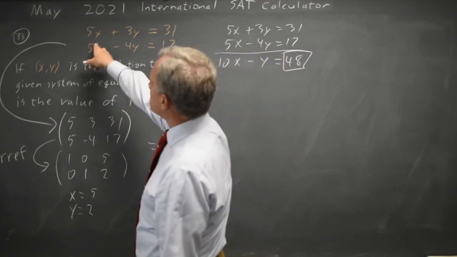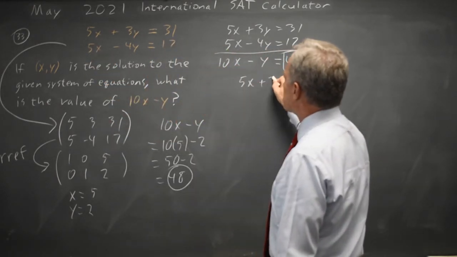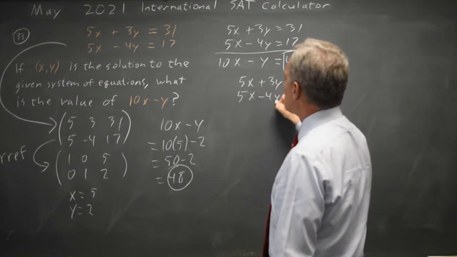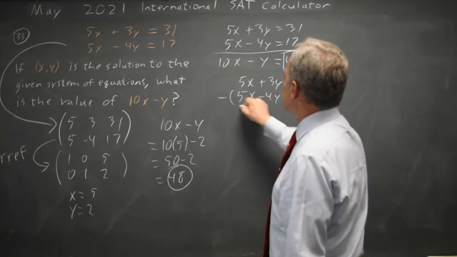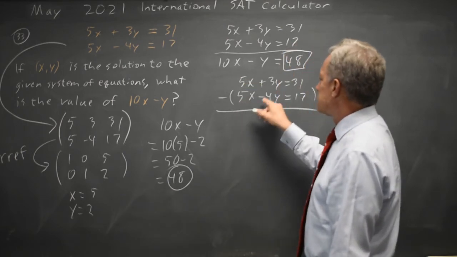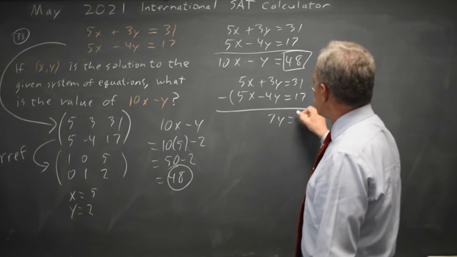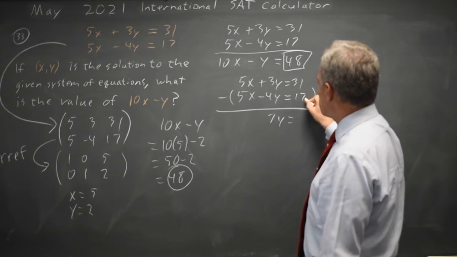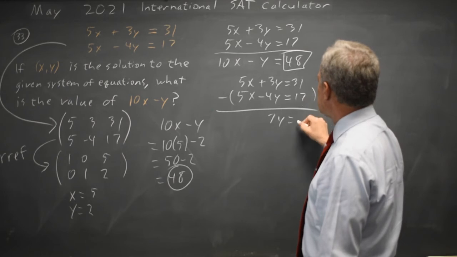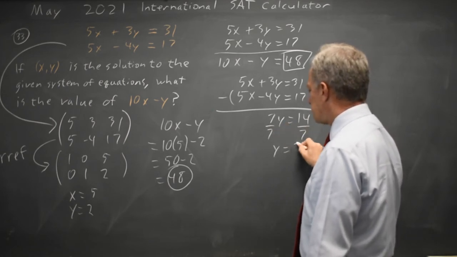If I subtract the second equation from the first, that eliminates x. So 5x plus 3y equals 31. 5x minus 4y equals 17. If I subtract the second equation from the first, 5x minus 5x is 0x. 3y plus 4y is 7y. 31 minus 17 is 14. Divide both sides by 7, and I get y equals 2.